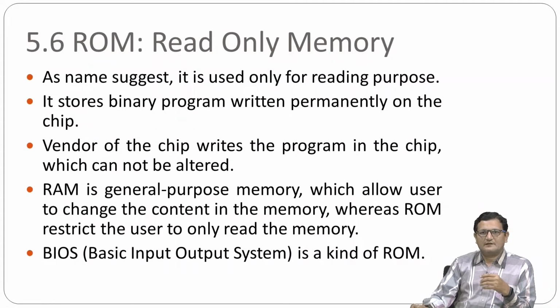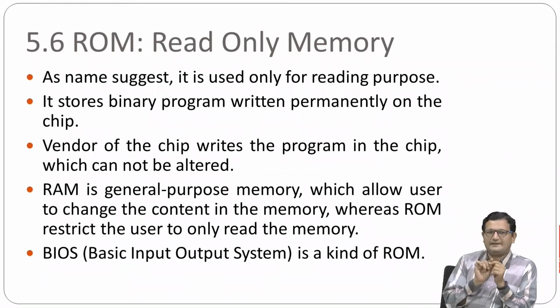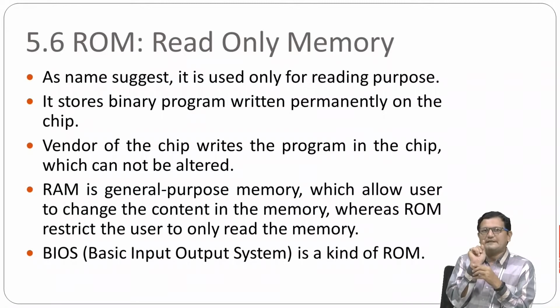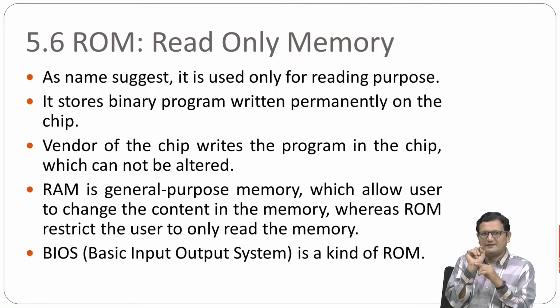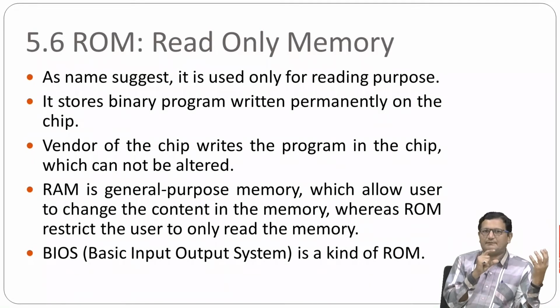ROM is a small chip, and in that chip we have an array of rows and columns of fusion tubes. Now see what happens when the vendor is manufacturing this particular chip. At that time the vendor writes one program. Obviously the program will be in the form of binaries, so ones and zeros.